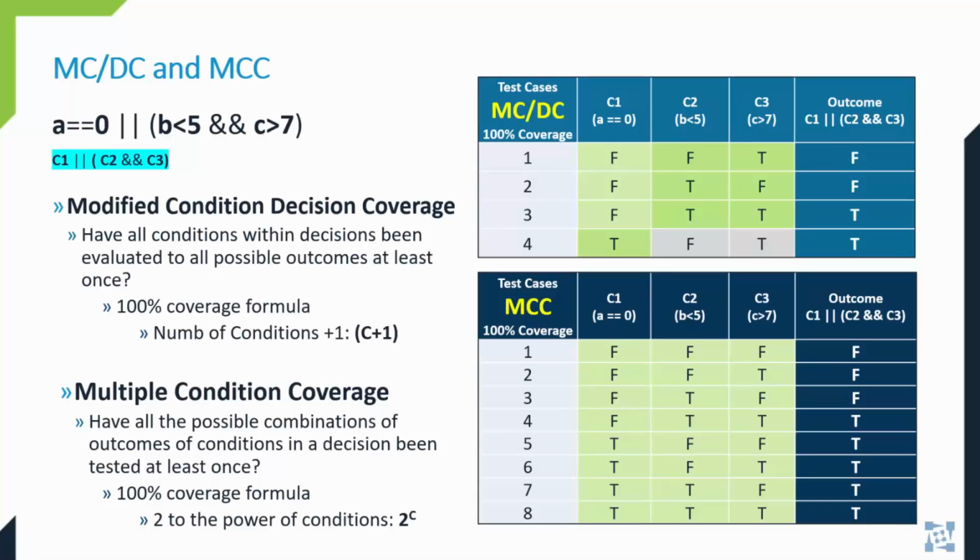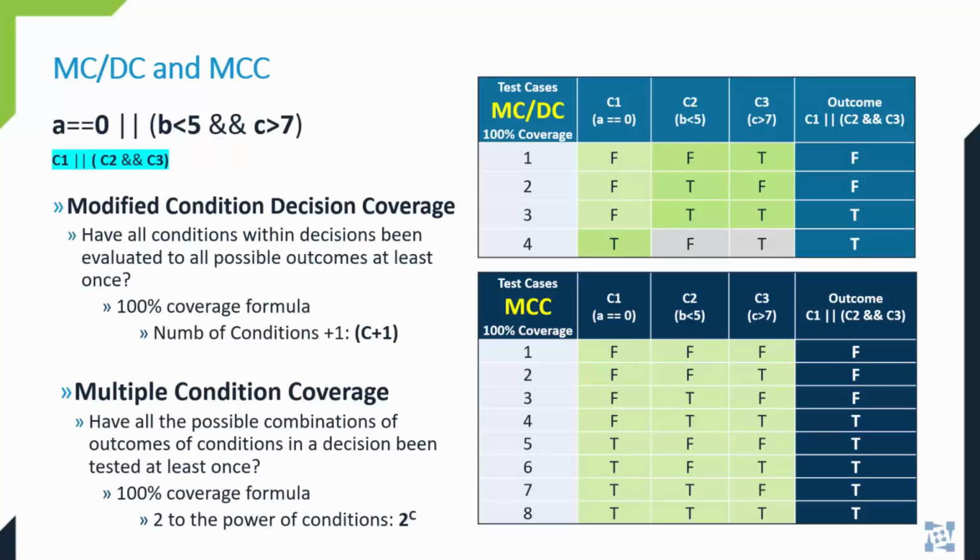Modified condition decision coverage and multiple condition coverage. MCDC coverage is a combination of branch, condition, and decision coverage, but much stronger. It answers the question, have all conditions within decisions been evaluated to all possible outcomes at least once?